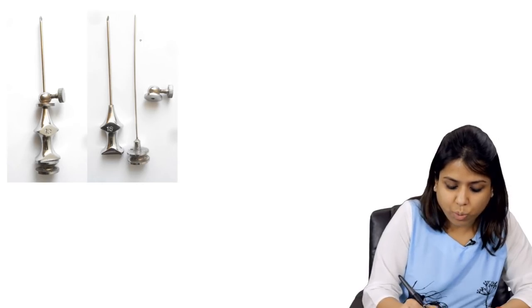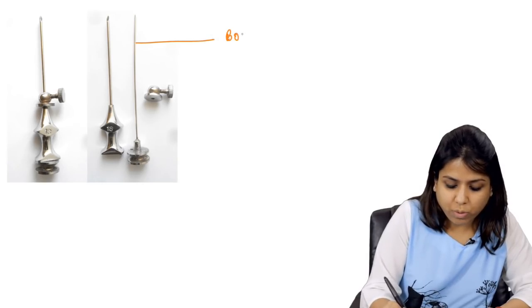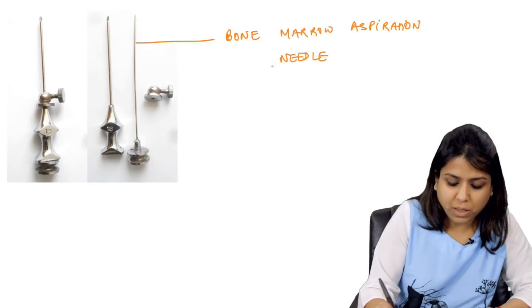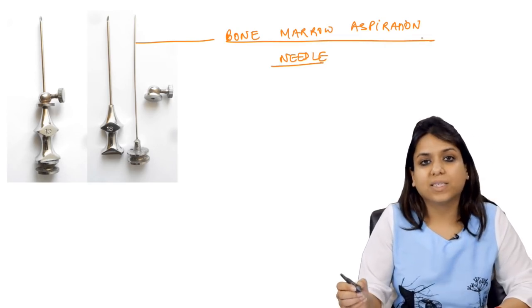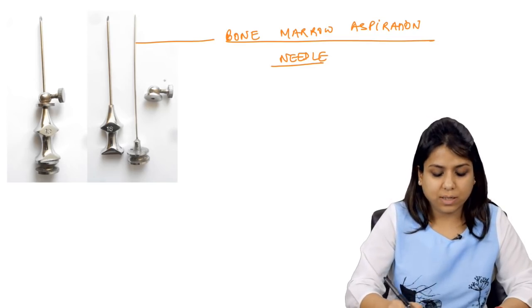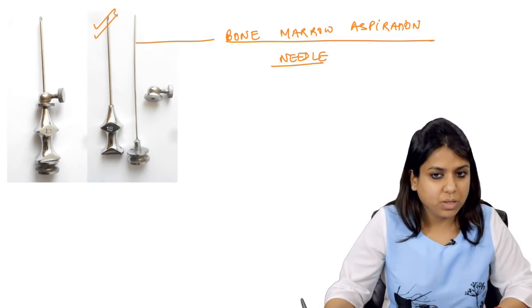So this image can be asked in the exam, students. How this image can be asked? What does this show? This, for all of you, is bone marrow needle, bone marrow aspiration needle. You know, there are two tests which we do, bone marrow aspirate and bone marrow biopsy. So this is a bone marrow aspiration needle. Clear? So if in the exam such a needle is there, this is a bone marrow aspiration needle.